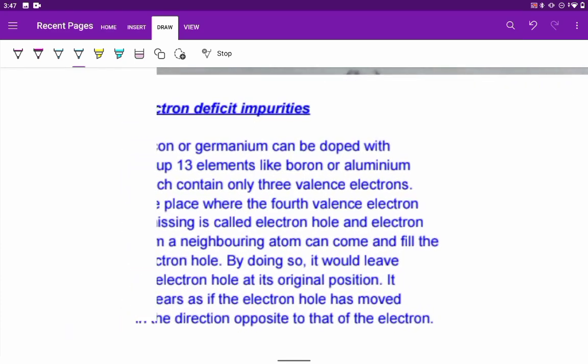Now next is electron deficit impurities, meaning if we add certain elements which are deficient in electrons. So silicon or germanium can be doped with group 13 elements like boron or aluminium. Deficit means they have fewer valence electrons than silicon or germanium. So this is possible with group 13 elements. They contain 3 valence electrons, one less than silicon or germanium.